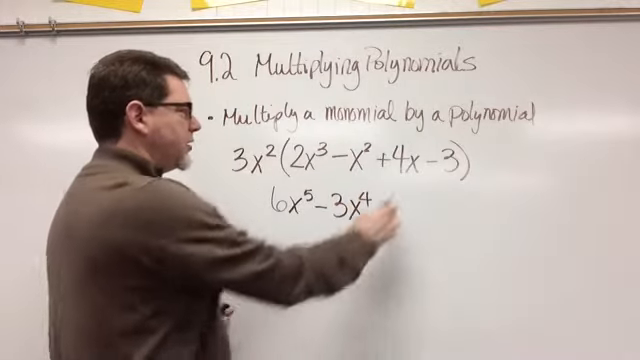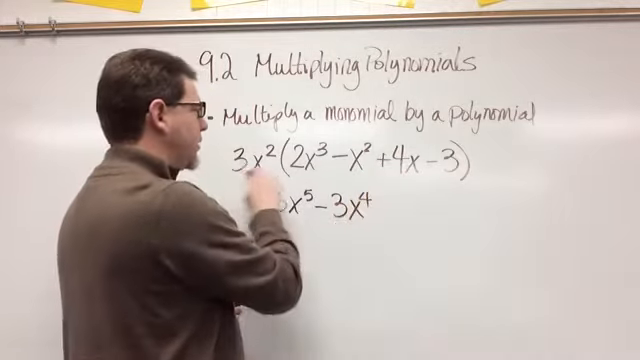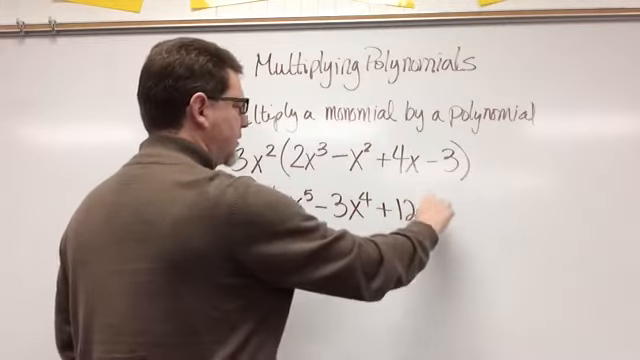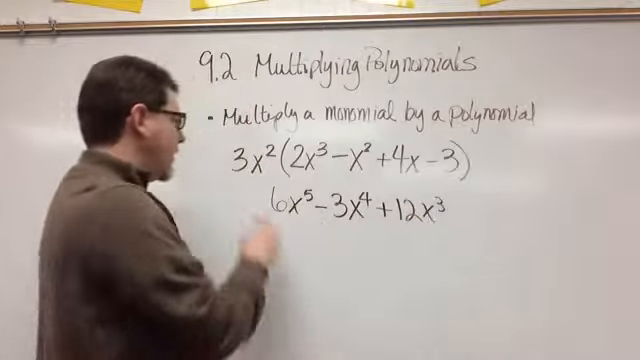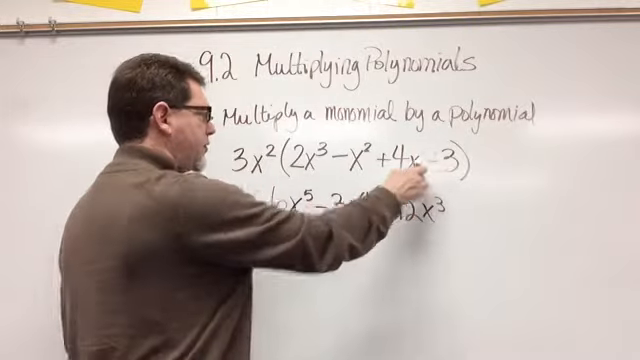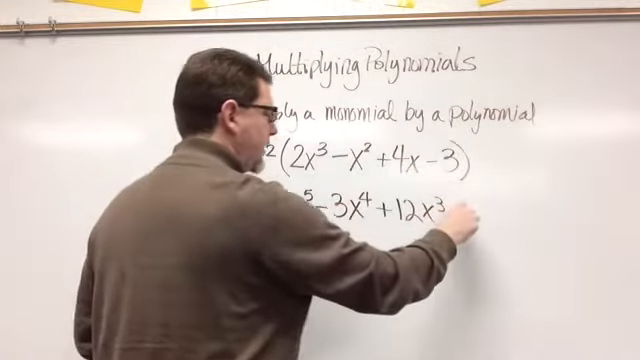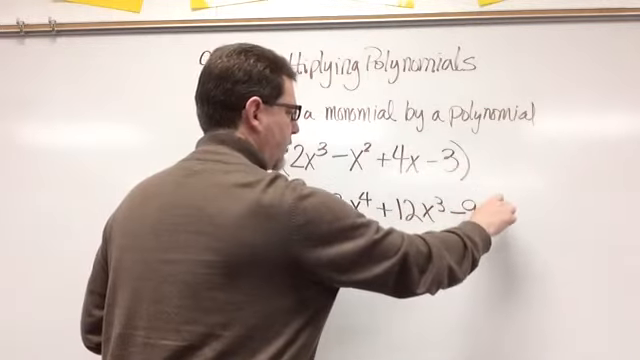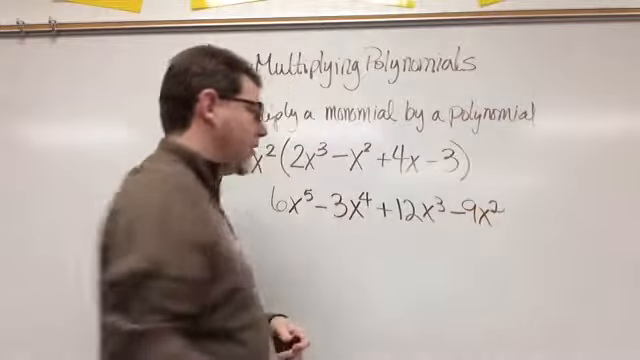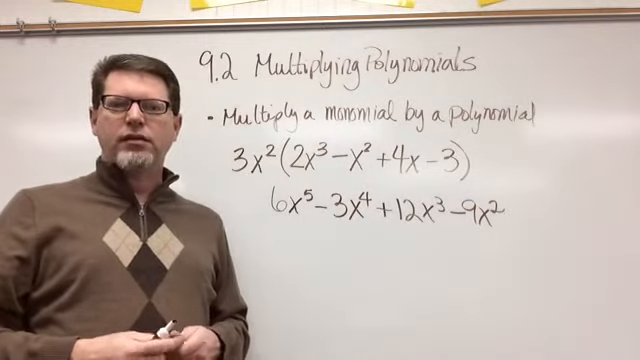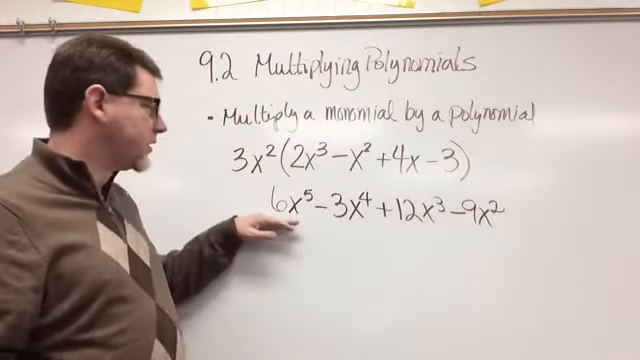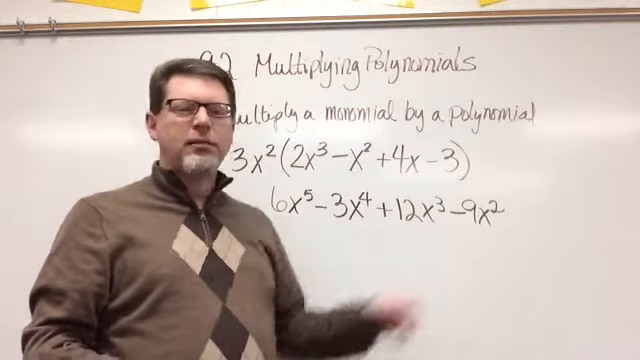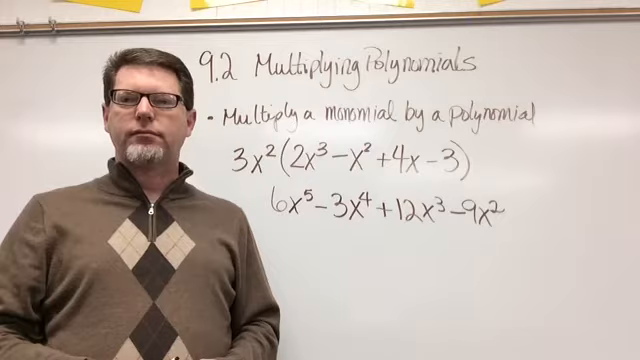And then 3x squared times positive 4x. 3 times 4 is positive 12. And x squared times x is x cubed. And then 3x squared times negative 3: 3 times negative 3 is negative 9, and then x squared, because there's no variable in the negative 3. And that is my solution: 6x to the fifth minus 3x to the fourth plus 12x cubed minus 9x squared.